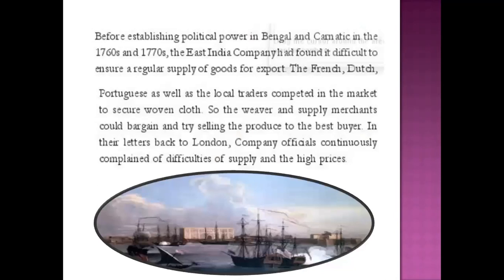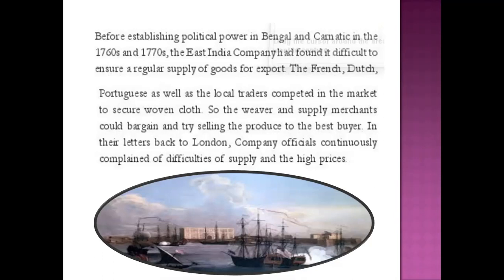So before establishing political power in Bengal, the Carnatic War happened in the 1760s and 70s. The East India Company found it a little difficult to export before that, but after they got the power, it is now in their hands.